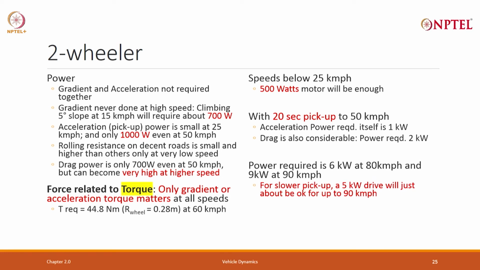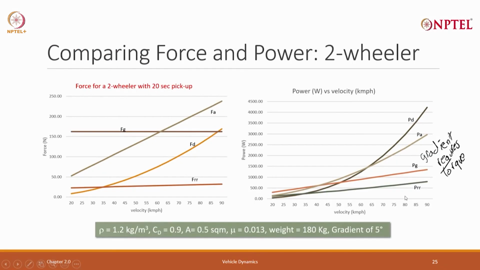If I look at 80 or 90 kilometer, the dominant power required is the drag. At 80 or 90, drag becomes very large. At 80 kilometer, as I pointed out, it is 3 kilowatt, and at 90 kilometer it is 4 kilowatt. And then you have to add whatever acceleration you want, and rolling resistance. Rolling resistance is still just about 700, 800 watts.